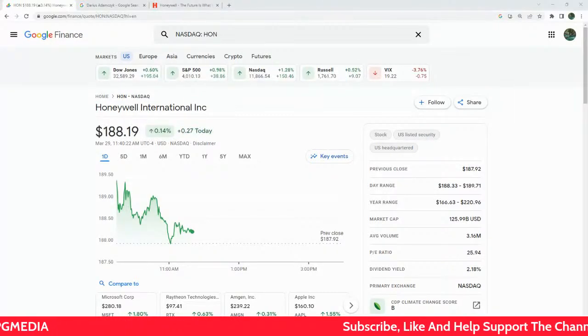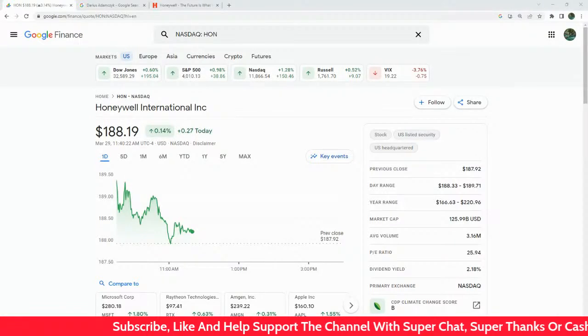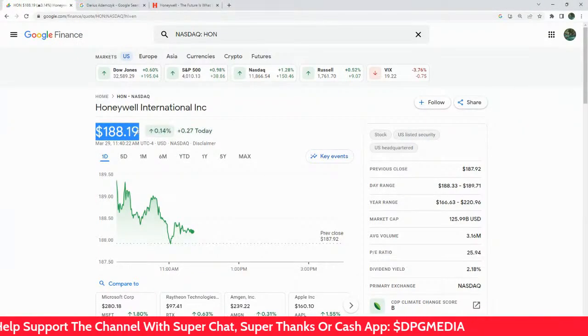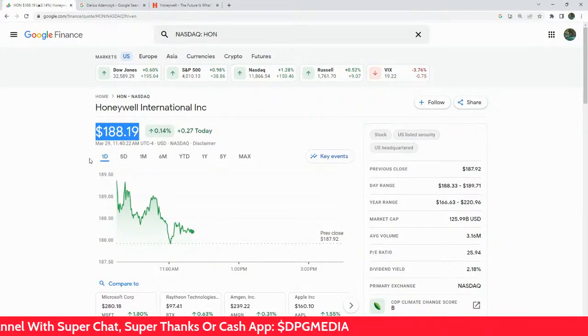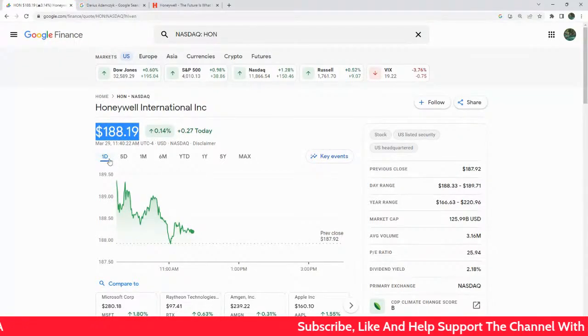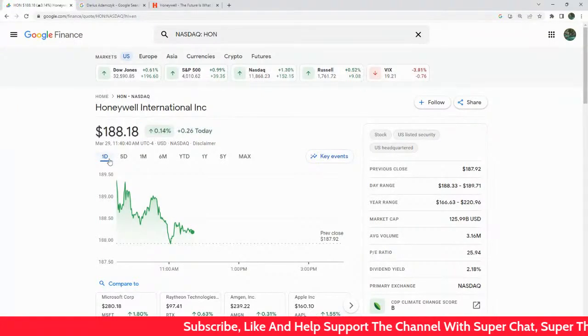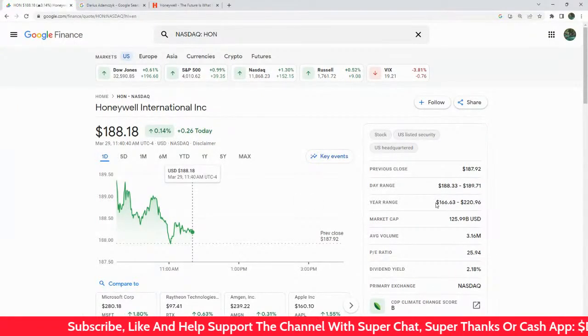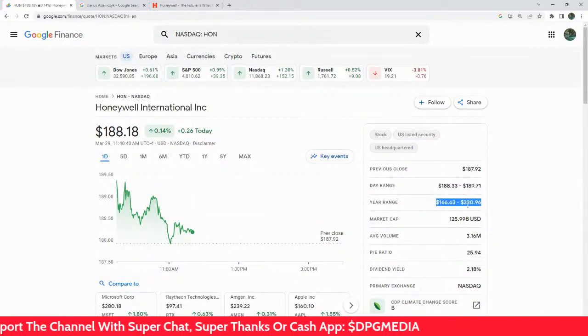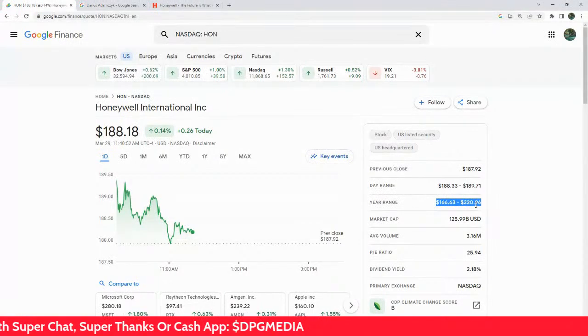So let's take a look at their numbers really quick here. Okay, so the current price is $188.19. Now, one thing, guys, if you're on a tight budget and you can't invest in a full share, you know you can buy fractional shares through Robinhood. Okay, they have a yearly range of from $166 to $220. This is good for dollar cost averaging.